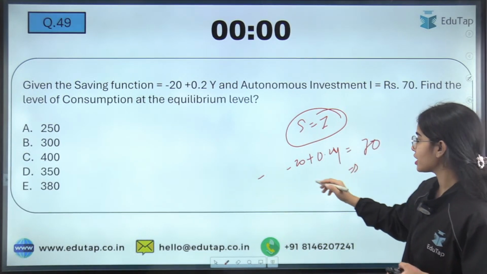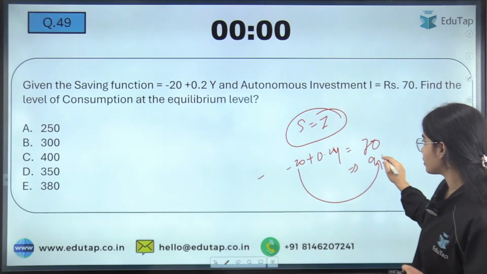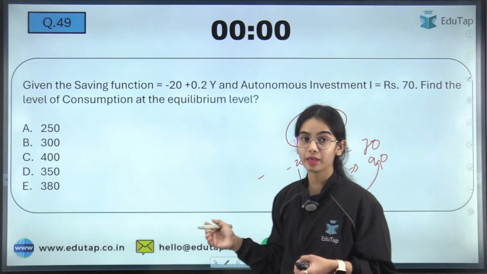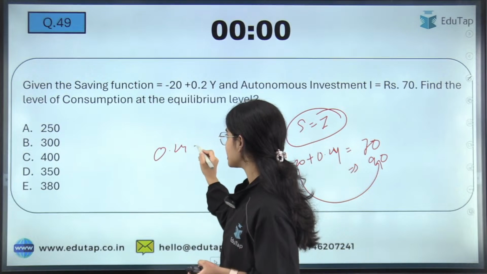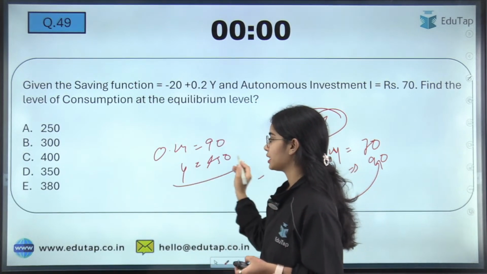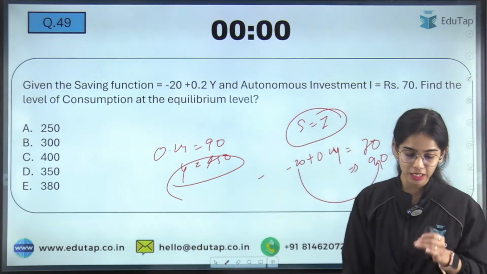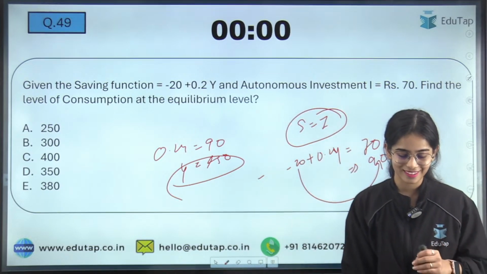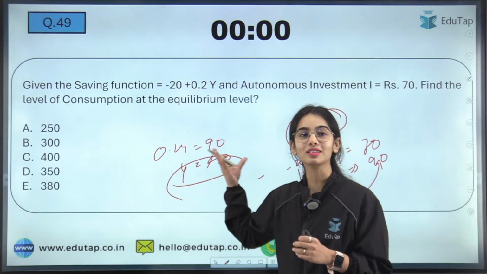So it will be 90. So 0.2y is equal to 90. So that will be 450. The income is 450. But do you have to calculate the income? No. You have to calculate the consumption.